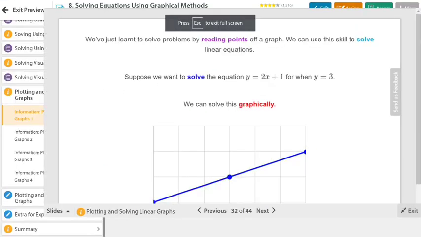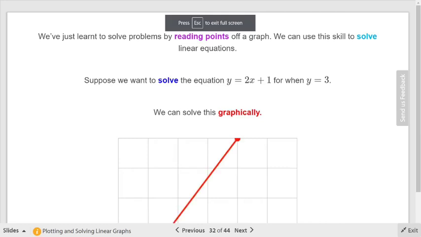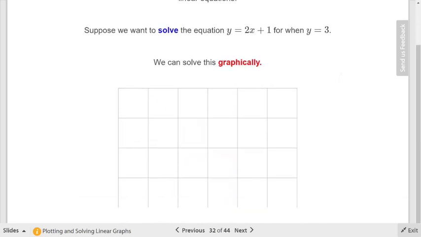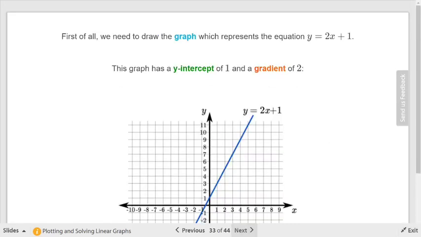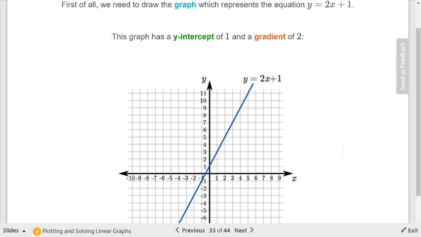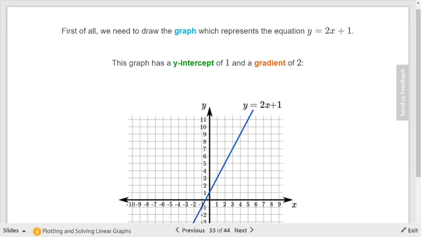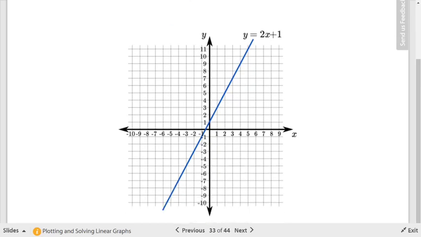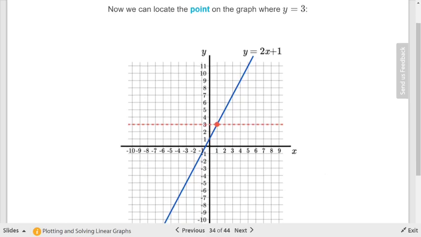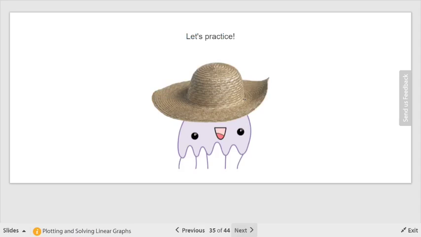Let's look at this topic. It says we just learned to solve them by reading off points. We also want to solve an equation. We can solve things graphically. Okay. So just think of the graph of a line. So all I did was take the information, the slope and the y-intercept, graph the line, and then locate any point on the line, right? To solve an equation. Kind of a summary of that.